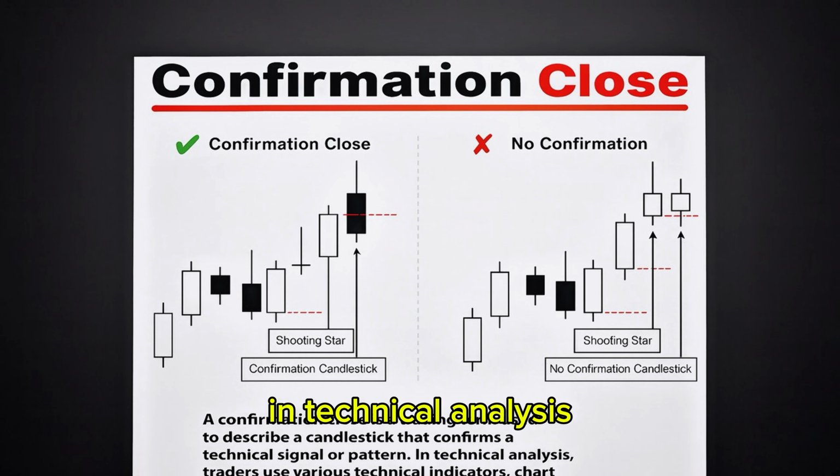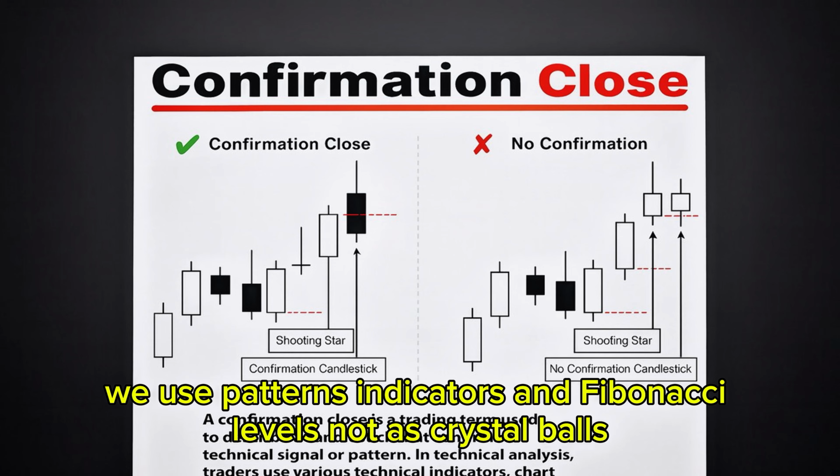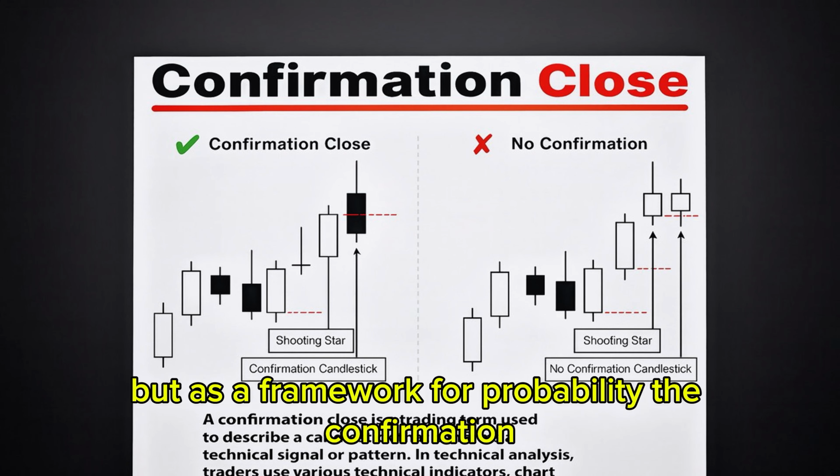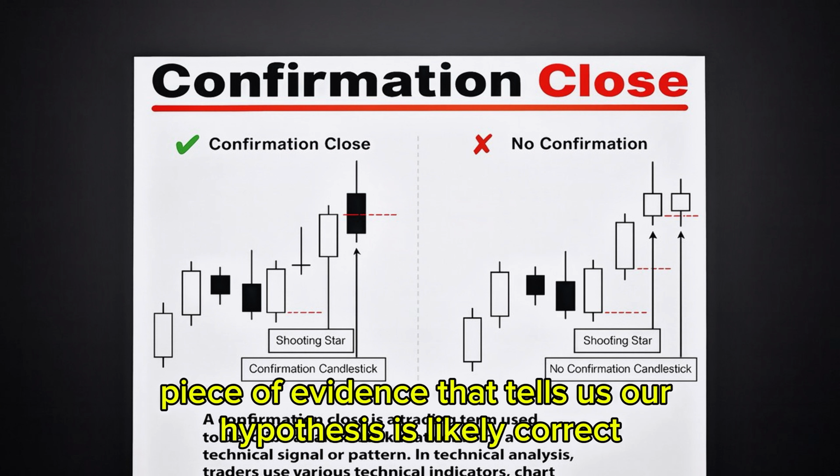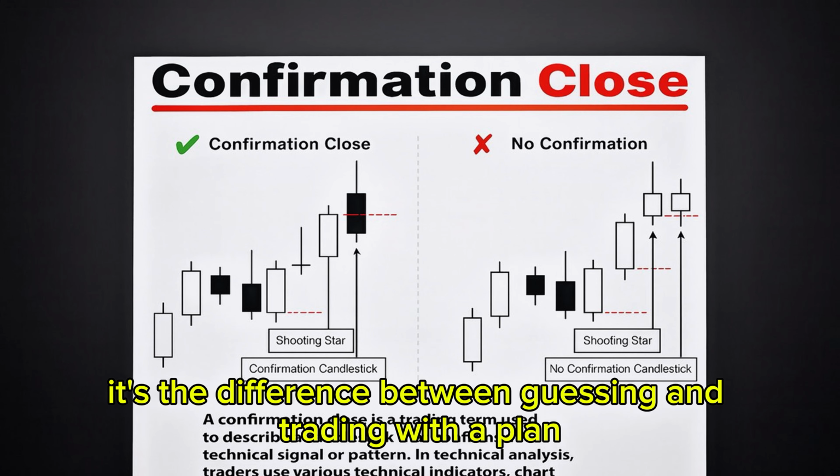In technical analysis, we use patterns, indicators, and Fibonacci levels not as crystal balls, but as a framework for probability. The confirmation candlestick is the objective piece of evidence that tells us our hypothesis is likely correct. It's the difference between guessing and trading with a plan.